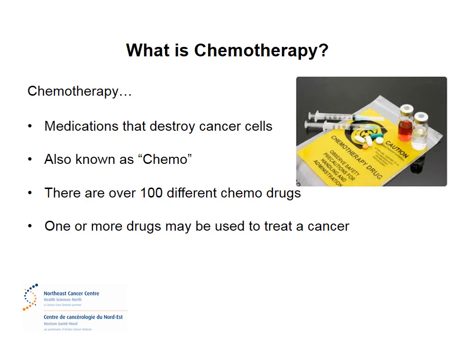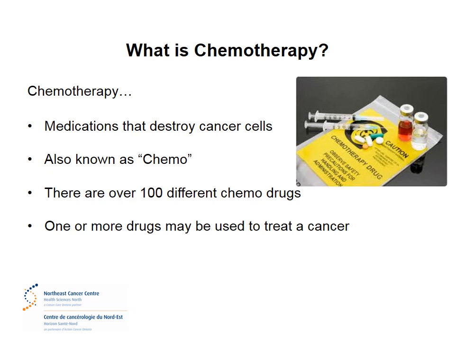Now we will discuss chemotherapy and how it works to fight cancer. Also called chemo, it is a way to treat cancer that uses drugs to kill cancer cells. There are over 100 different kinds of chemotherapy drugs that can be used. Some patients may be given more than one kind of chemotherapy drug to treat their cancer.